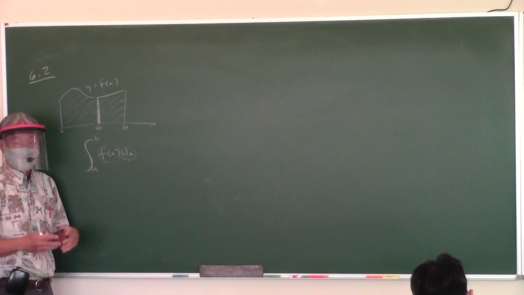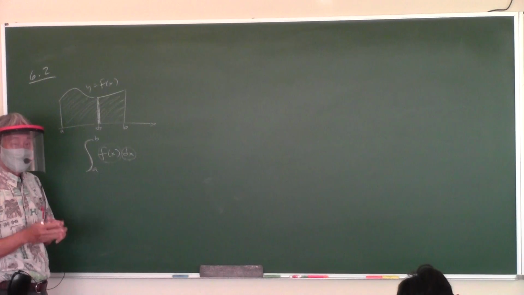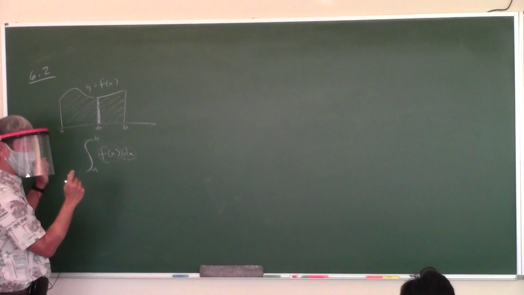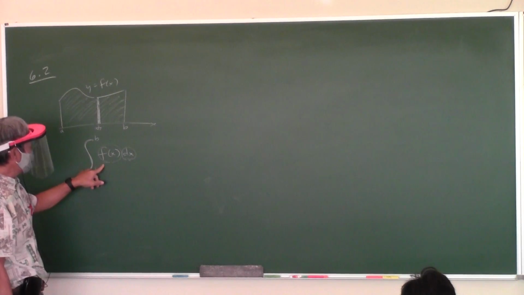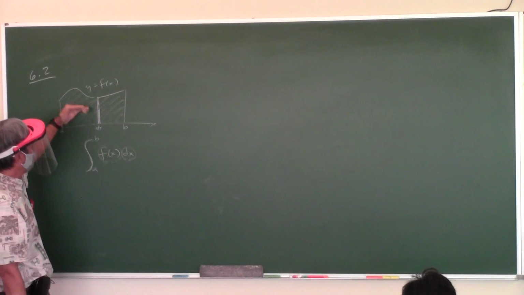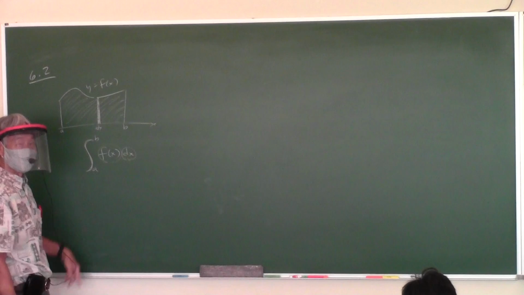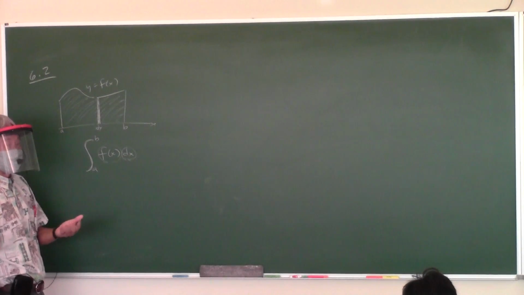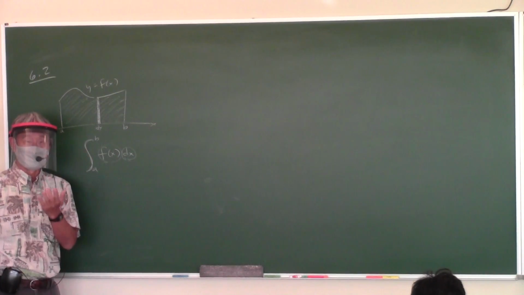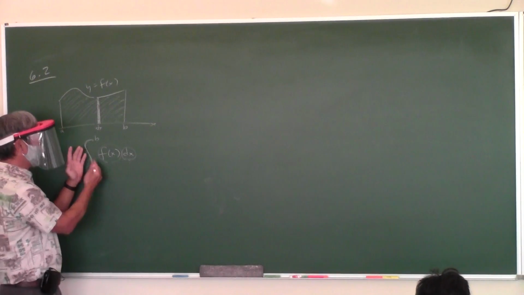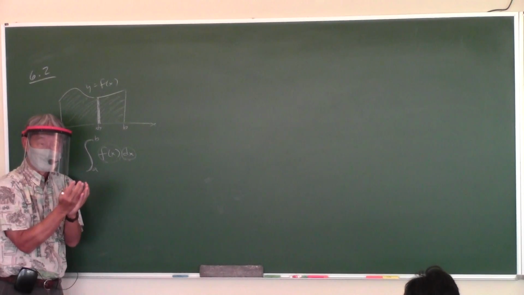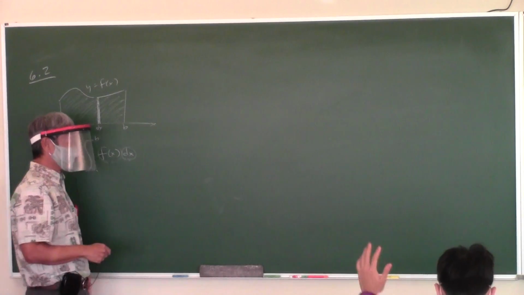Last night you added up, what, 4, 6 rectangles? That's just an approximation. But if you add up an infinite number of rectangles, then you get the exact area. So this integral represents the area between this graph and the x-axis from A to B. So what you're going to do tonight is you're going to compute these definite integrals. That's the title of this chapter. It's called definite integral. A definite integral is an integral that goes from A to B. You're computing an area.